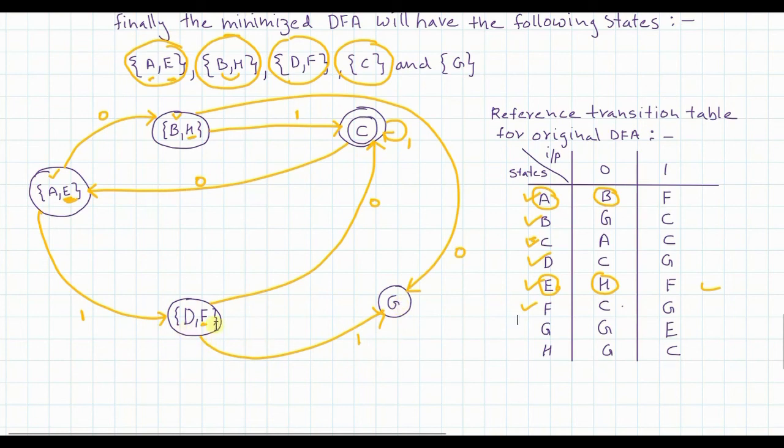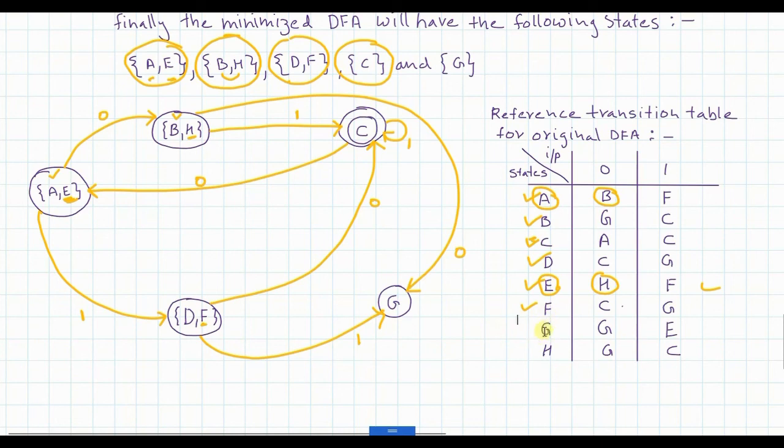So minimization of DFA essentially does what? The states which appear to be equivalent, we are clubbing them together as one state, and that is how it reduces the DFA without affecting the meaning of the original DFA. Okay, so we have seen it for F.